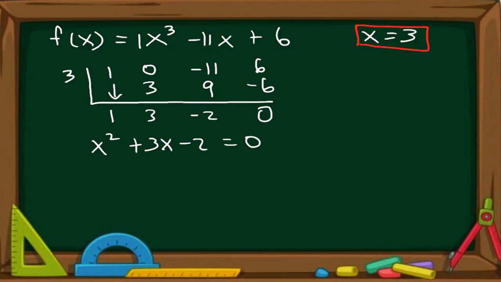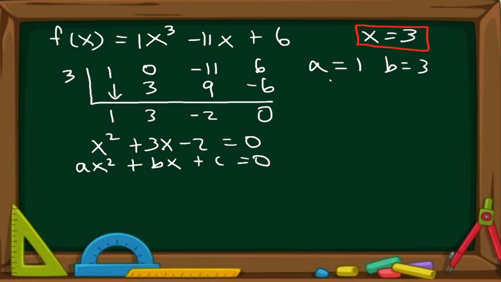Now we can't factor this expression. We can't find two numbers that multiply to negative 2 and add to 3. So therefore we need to use the quadratic equation. So this is in the form ax squared plus bx plus c. So we can see that a is equal to 1, b is equal to 3, and c is equal to negative 2. So here's the quadratic formula.